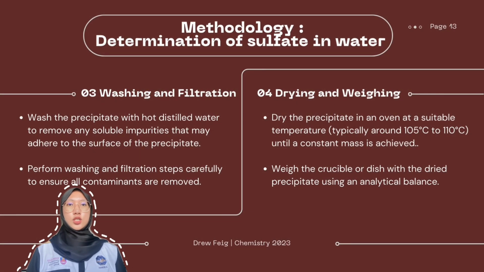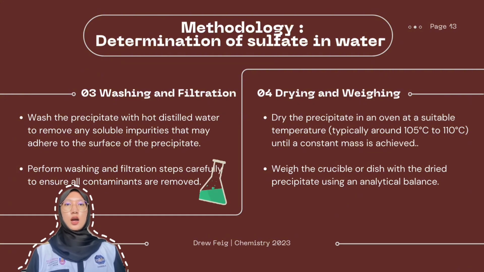The third one is washing and filtration. We have to wash the precipitate with hot distilled water to remove any soluble impurities that may adhere to the surface of the precipitate. We have to perform the washing and filtration steps carefully to ensure all contaminants are removed.